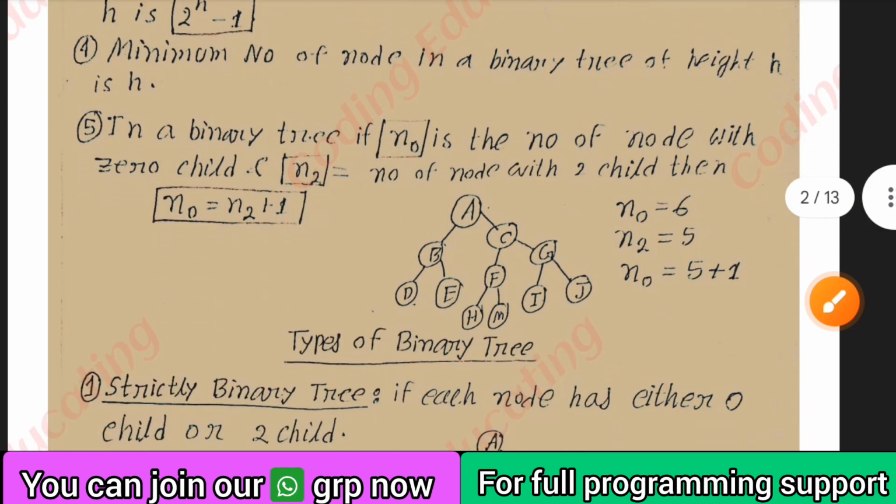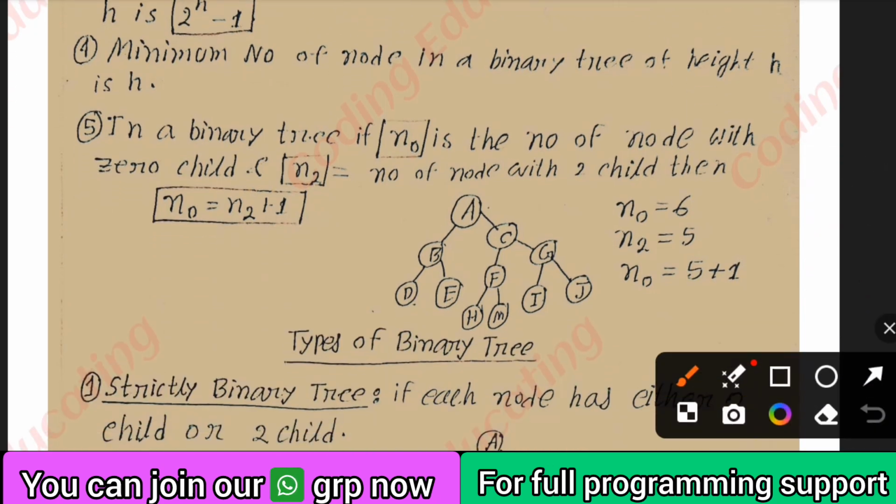In a binary tree, if n0 is the number of nodes with 0 children and n2 is the number of nodes with 2 children, then n0 equals n2 plus 1.